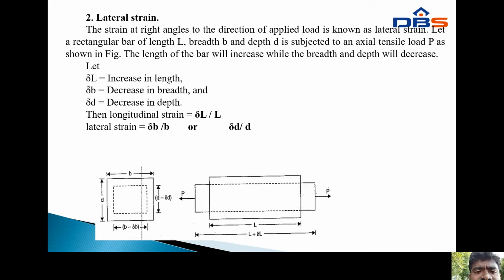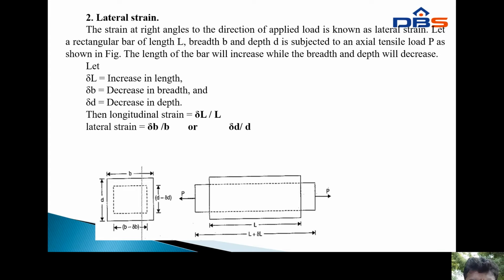load P as shown in the figure. The length of the bar will increase while the breadth and depth will decrease. Let delta L be the increase in length, delta B the decrease in breadth, and delta D the decrease in depth. Then longitudinal strain is delta L by L, and the lateral strain is delta B by B or delta D by D, as shown in the figure.